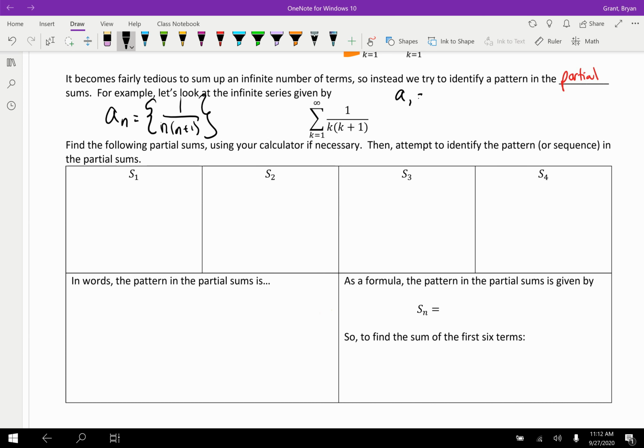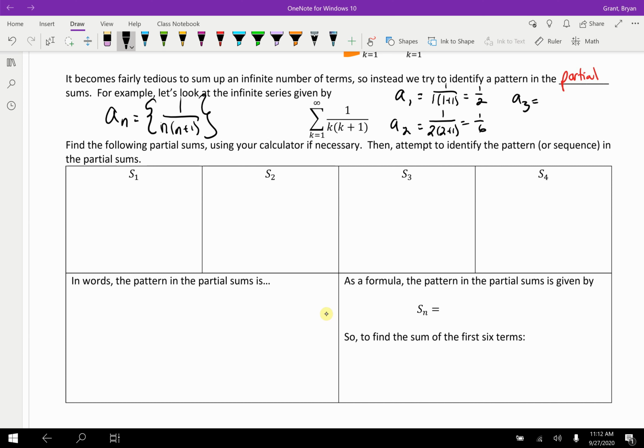I'm going to find the first term of the sequence, and that's just found by replacing n with 1. And we can show the math here. It's nothing too bad, right? 1 divided by 1 times 1 plus 1. That's 1 times 2. That's 1/2. My second term in the sequence is 1 divided by 2 times 2 plus 1. That's 2 times 3. That's 1/6.